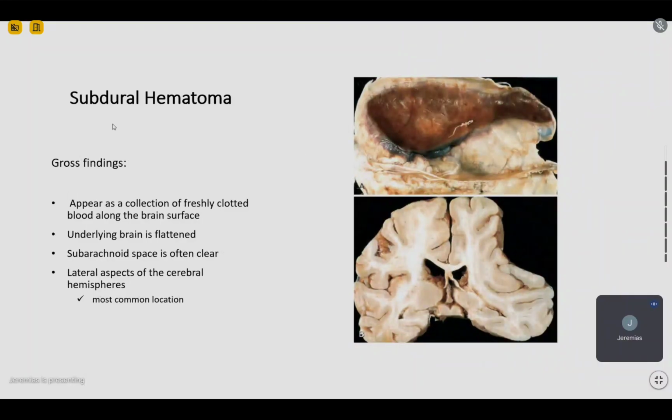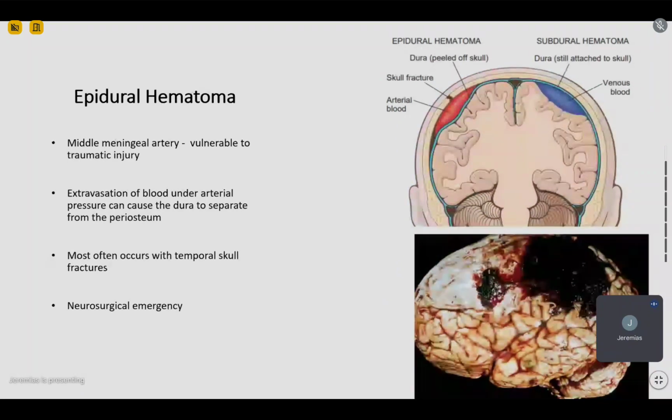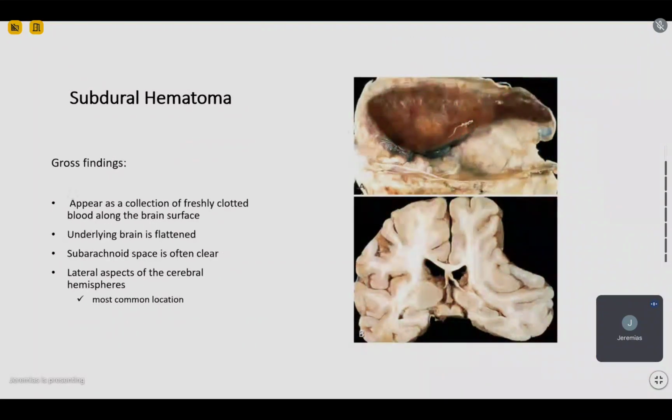While in the subdural hematoma, the traumatic displacement of the brain can tear the bridging veins. So remember in epidural, it's the arteries that are injured. In subdural, it's the bridging veins sa brain, where they penetrate the dura. So the extravasated blood dissects through the two layers of the dura, producing a subdural hematoma.